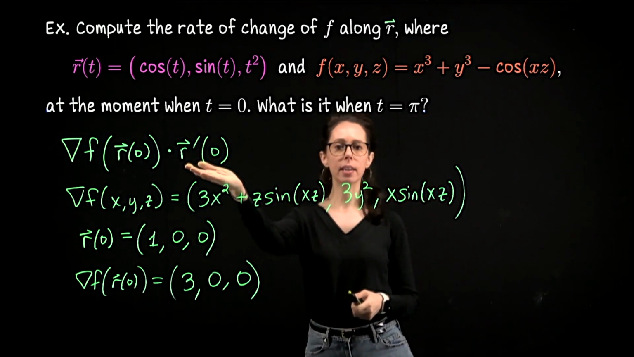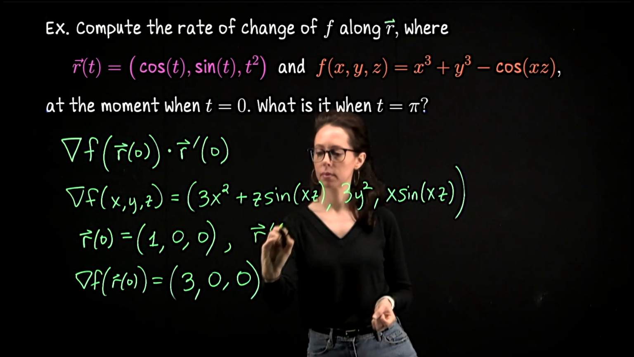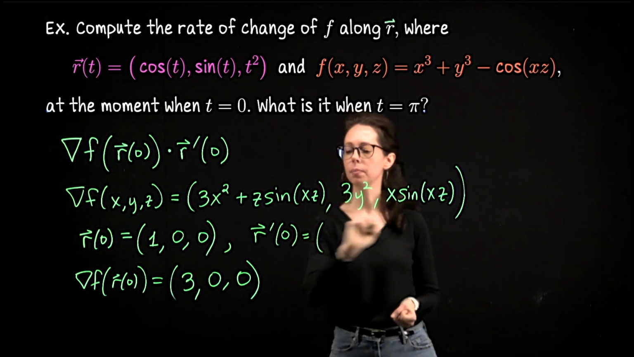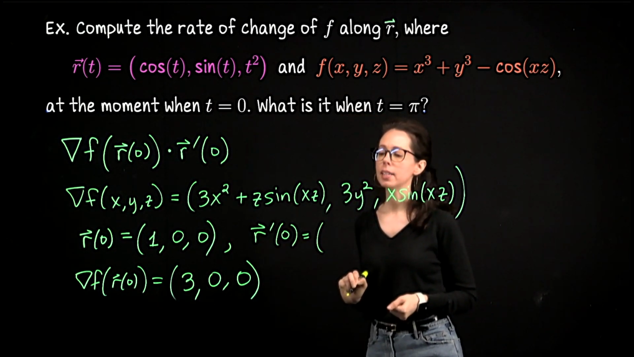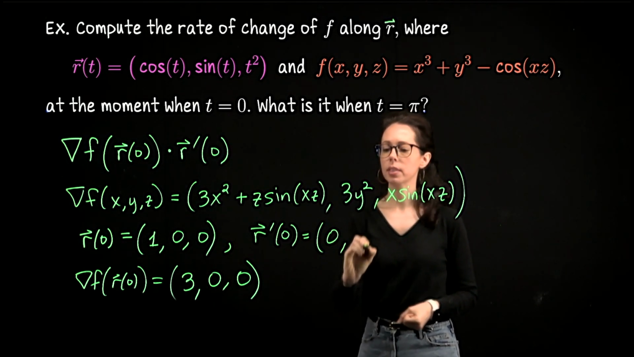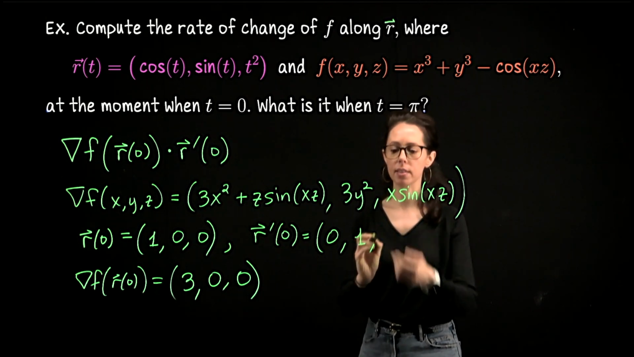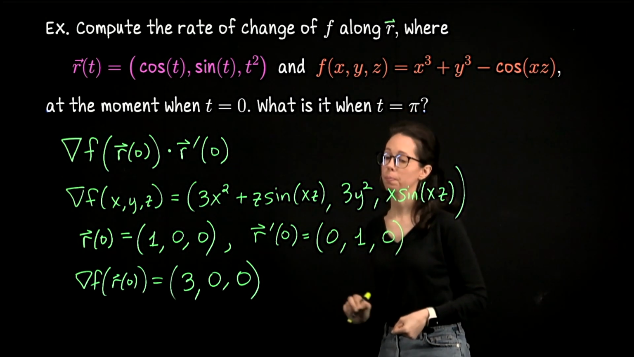We also need the velocity vector when t equals 0. Let me do that here. And I think I can do this out loud. So the derivative of cosine is negative sine. Evaluate that at 0, you get 0. Derivative of sine is cosine. Cosine of 0 is 1. And then for t squared, that's 2t. But if t is 0, that's 0.